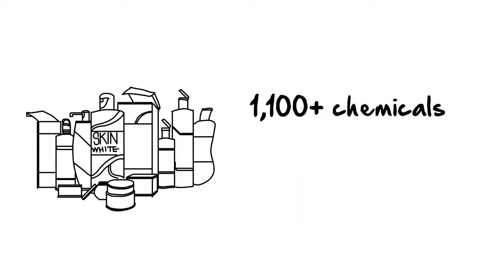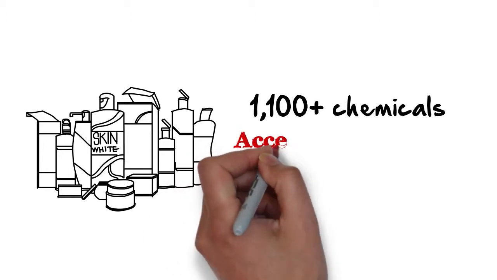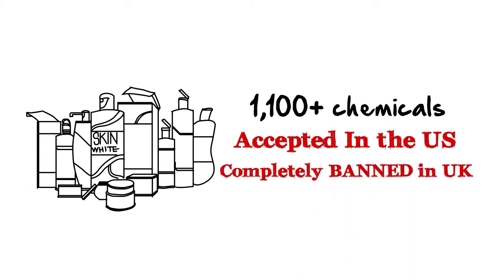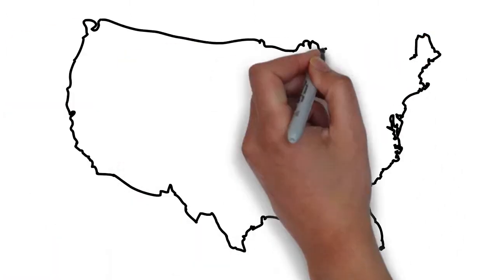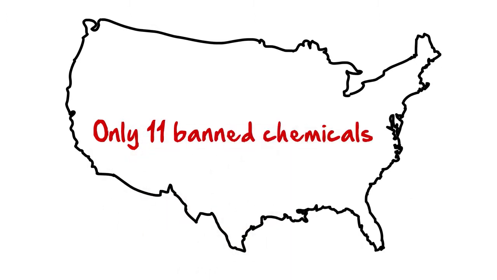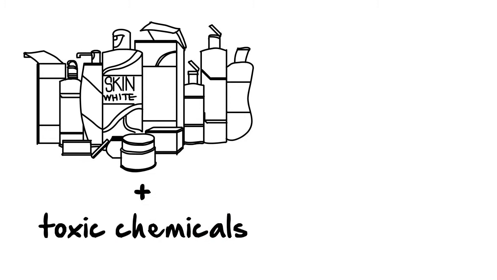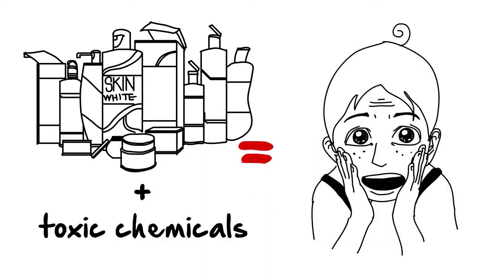Did you know that there are over 1,100 chemicals that are A-OK to put into skincare products in this country that are banned outright in the UK? In the US, there are only 11 chemicals that are banned. Yes, only 11. The result? Your beauty cream may actually be damaging your skin, making you look older.